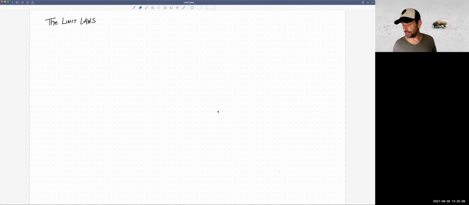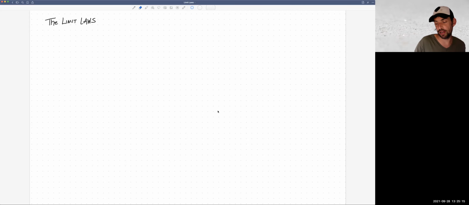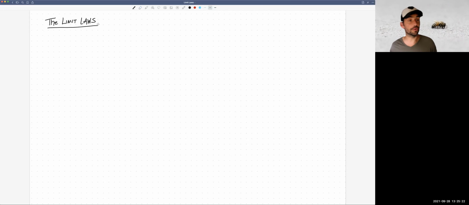We're not going to prove these rules, but we'll try to at least get an intuitive sense of why these rules might be true, and then we'll be free to use them moving forward. So we're going to develop what we call the limit laws.